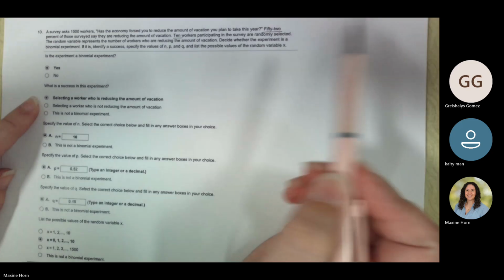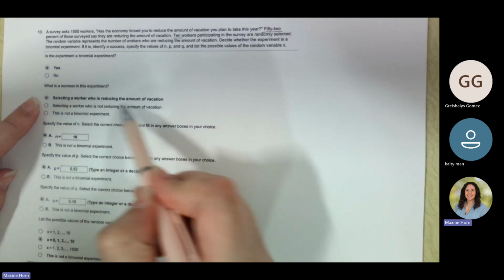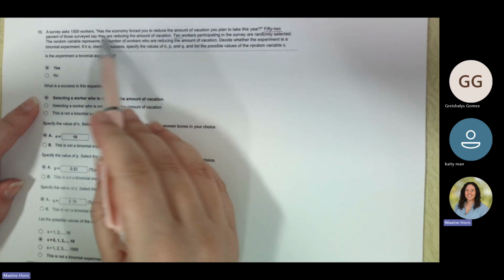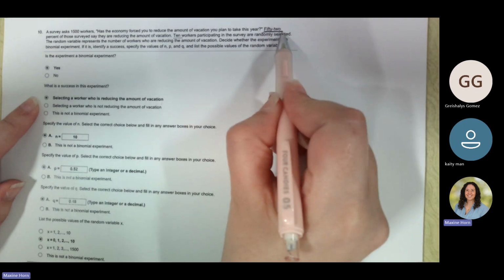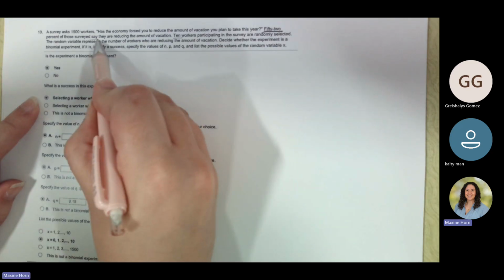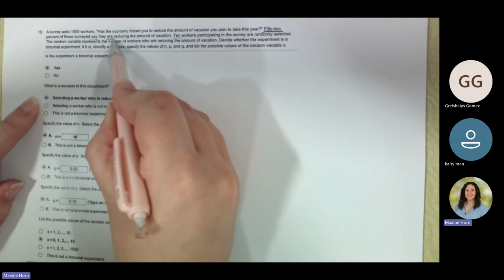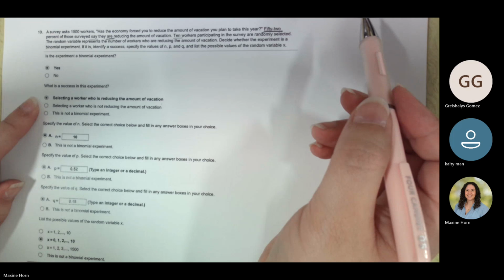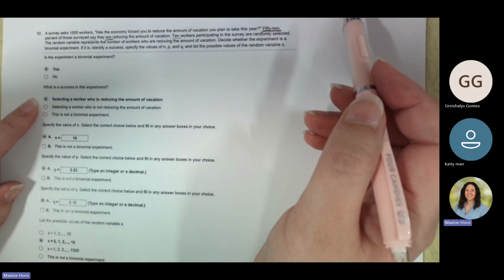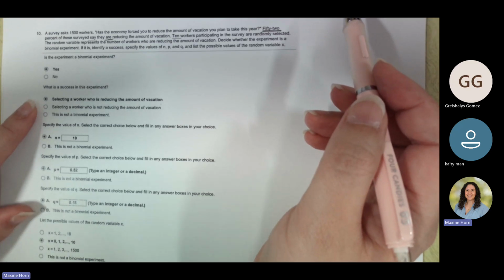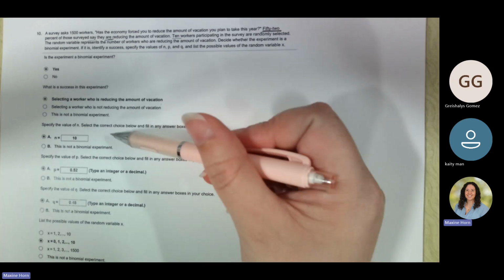Second part, what is a success in this experiment? Selecting a worker who is reducing the amount of vacation. That's what they're being asked about. That's what the 52% said, that they are reducing the amount of vacation. So this is an example of one where what is happening is not necessarily a good thing. So the success is that they're reducing their vacation.